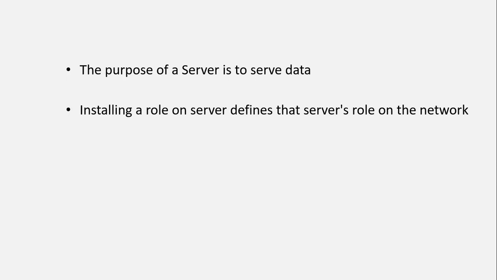You have to tell the server what its purpose in life is, and this is done by adding roles and features. Installing a role on a server defines that server's role on the network. In other words, a role gives a server a purpose in life. For example, installing a file server role tells the server that its purpose is to serve files to the users and allow collaborative work. A feature, on the other hand, is a subset of functions that you can install on the server. Features can complete certain roles or stand on their own.